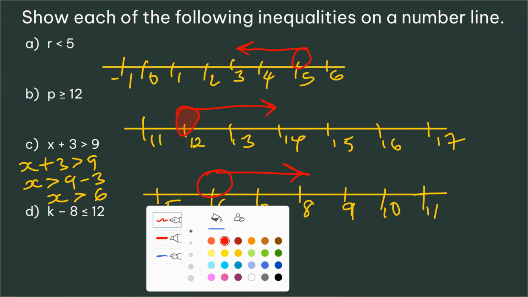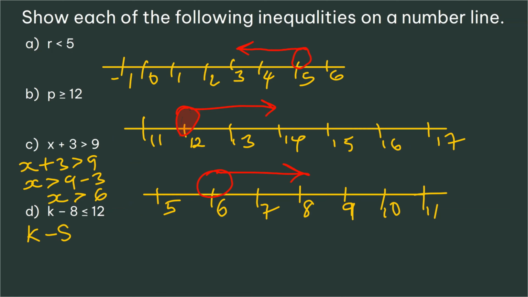Let's go to the last one. We have to simplify this one too. So we have our k minus 8 is less than or equal to 12. This is minus 8. When it moves to the other side, it's going to be plus 8. So we are going to have k is less than or equal to 20. So in our number line, we're going to show k is less than or equal to 20.